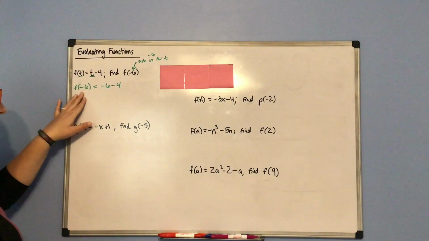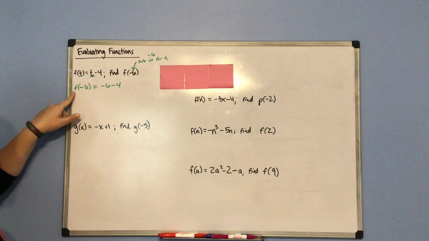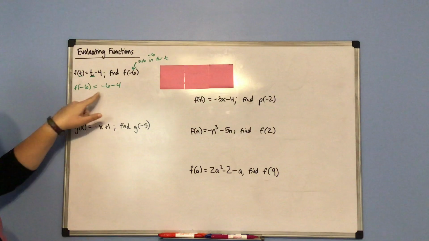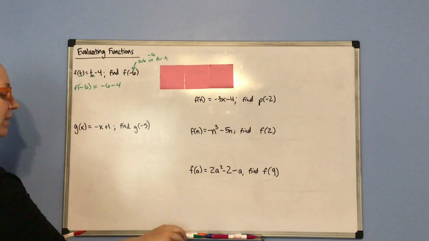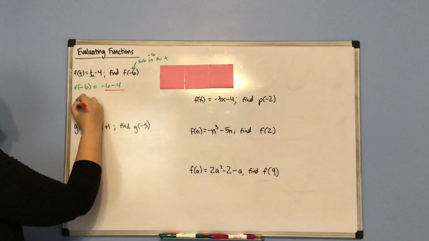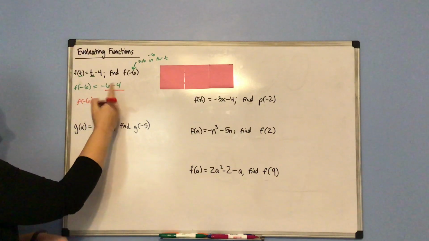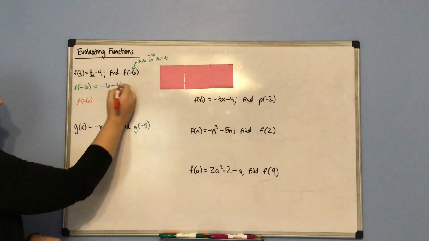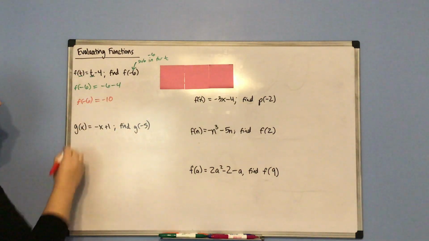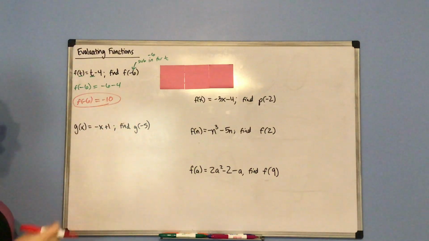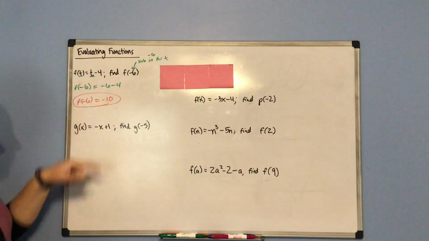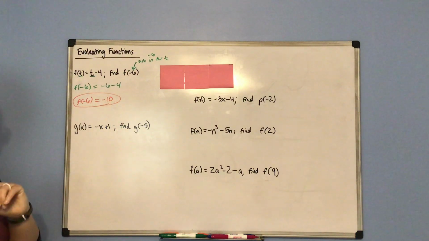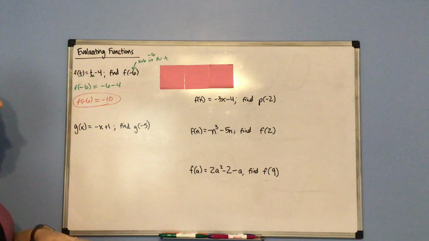This f of negative 6 right here just means the value of my function named f when t is negative 6. So this is more like a label than anything else. What I do need to do here is actually simplify whatever's after the equal sign. So if I simplify this, you can do this in your head, you can use a calculator. Negative 6 minus 4 is negative 10. So our final answer, which I have written right here, is f of negative 6 equals negative 10. What that means is when I plug negative 6 into my f function, I get negative 10. That's all we're after for today.